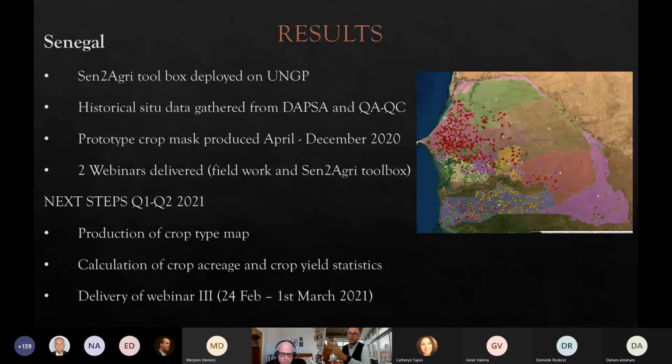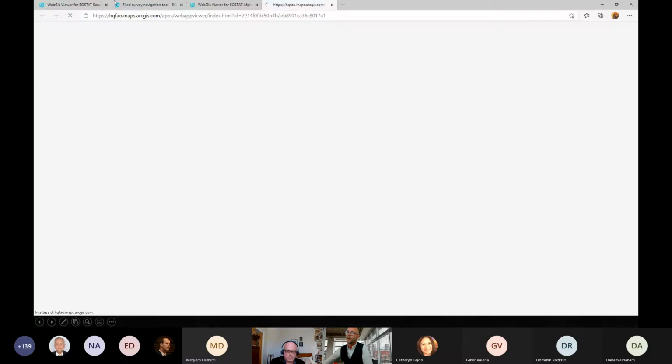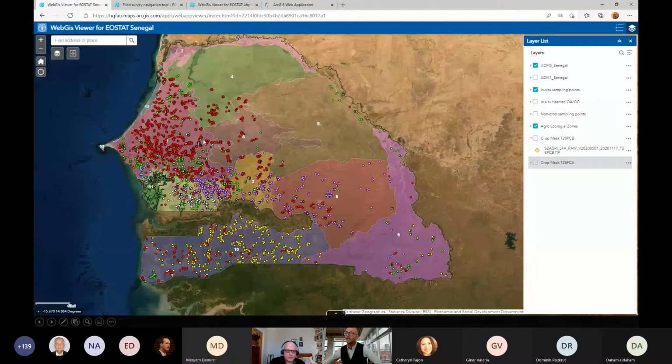And the next steps, for the first two quarters of 2021, which will be the project completion: we will produce the crop type map, we will calculate crop acreage and crop yield statistics, and then we will deliver the third webinar, which is happening this week, as I said, on the actual computation of the crop mask and the crop type map. Just to provide a quick look into the data.